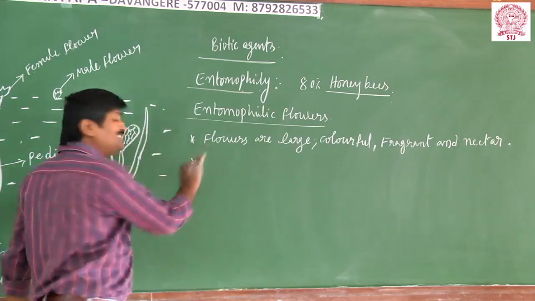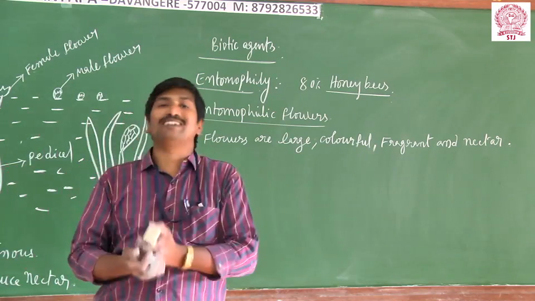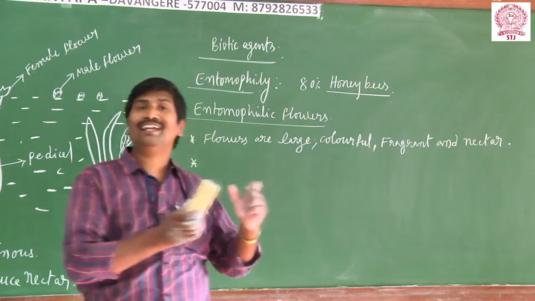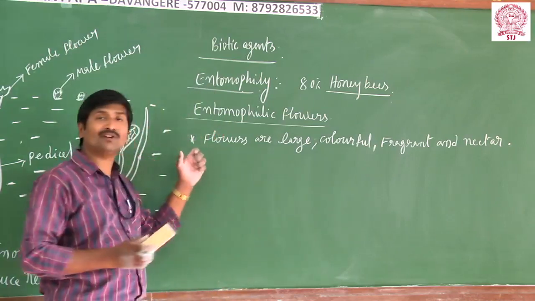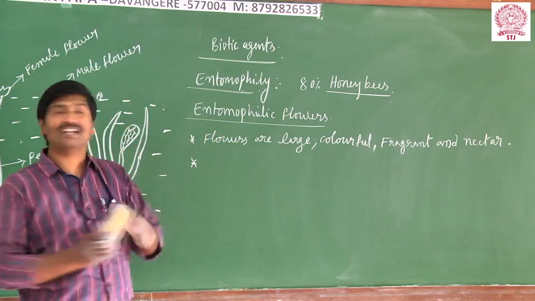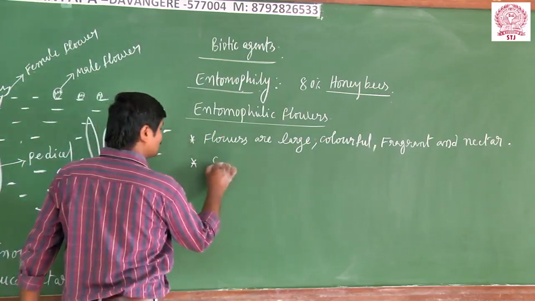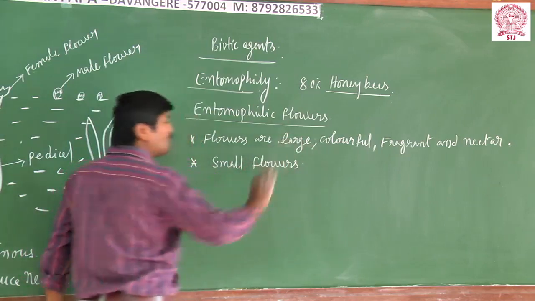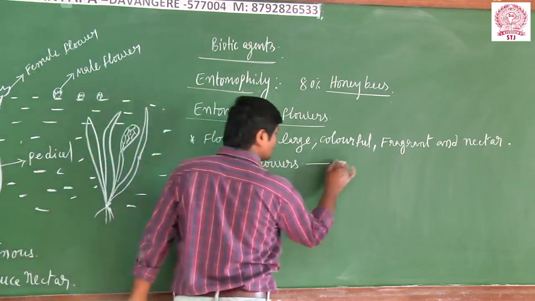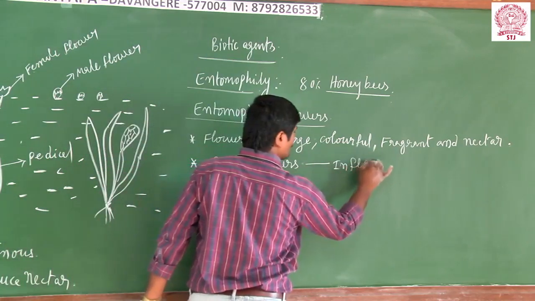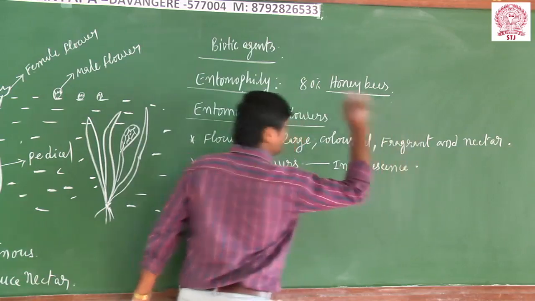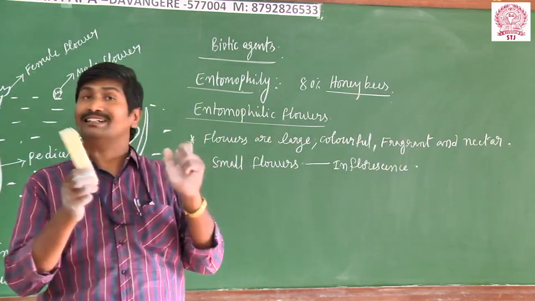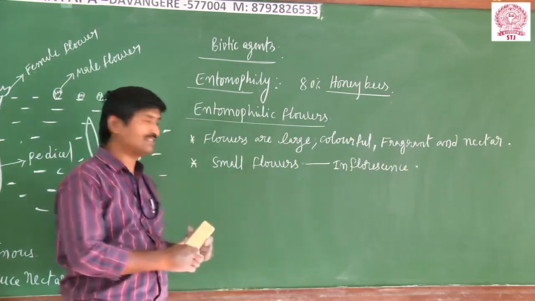Second, when the flowers are small in size, these small flowers are arranged in clusters to form an inflorescence. When the plants contain small flowers, they are arranged in clusters in the form of an inflorescence.